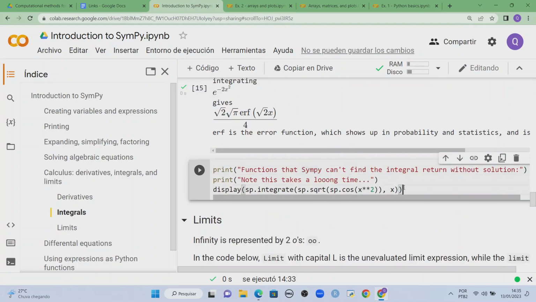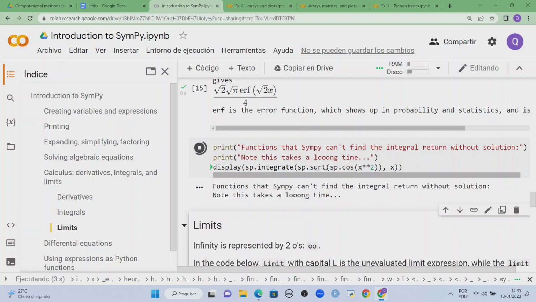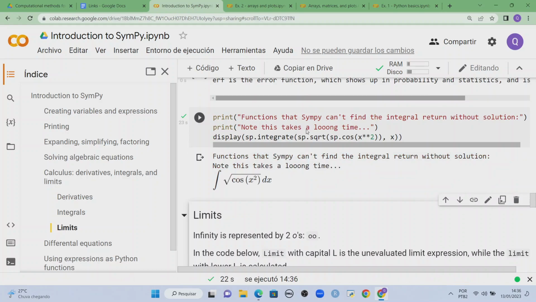Okay, and now there's something tricky here. I have here a function that doesn't have an integral, even in terms of the usual special functions. This is the integral of the square root of cosine of x squared. When the integral cannot be written in terms of these functions, SymPy will try a lot of different methods, and this takes forever to run. And then when it finishes, it just gives you back the integral. It didn't perform the integral, it just gave me back an unevaluated integral. So this can happen, and usually if it takes a long time, it's probably because you have this situation.